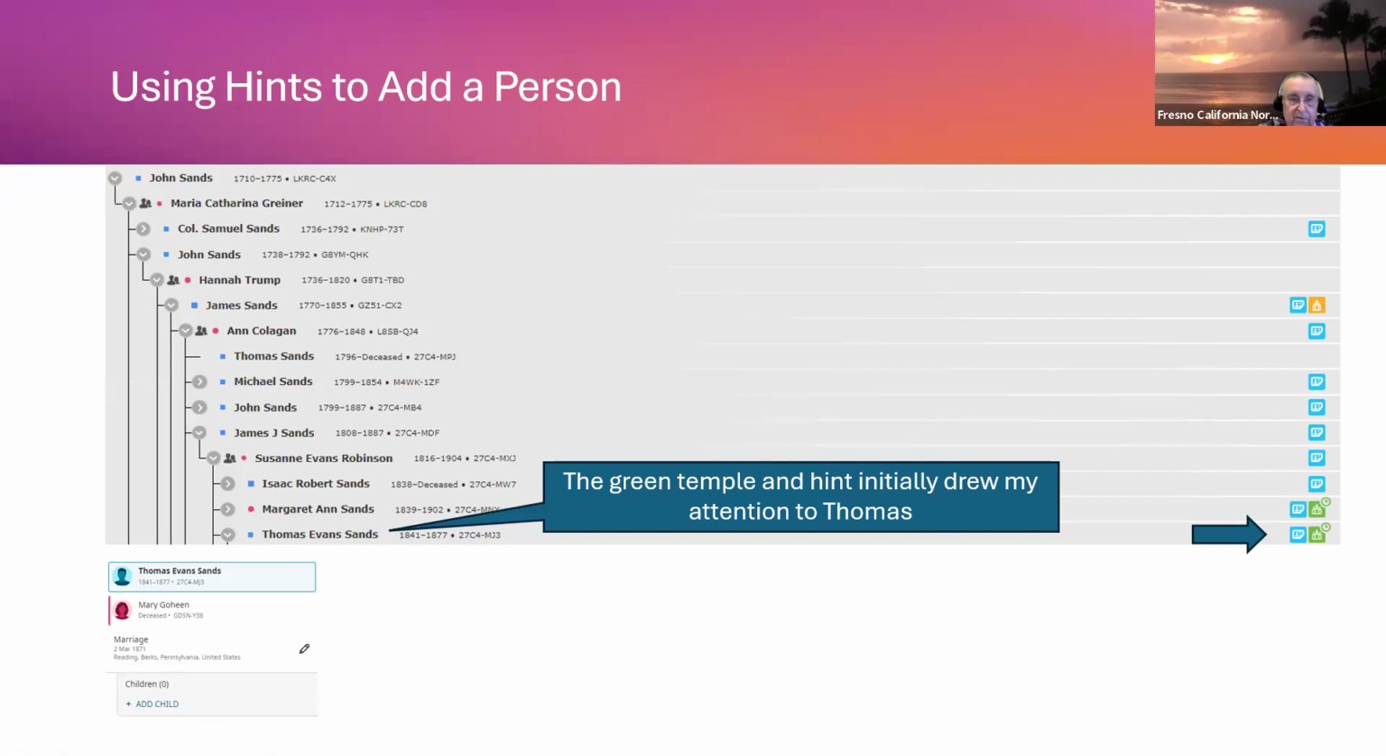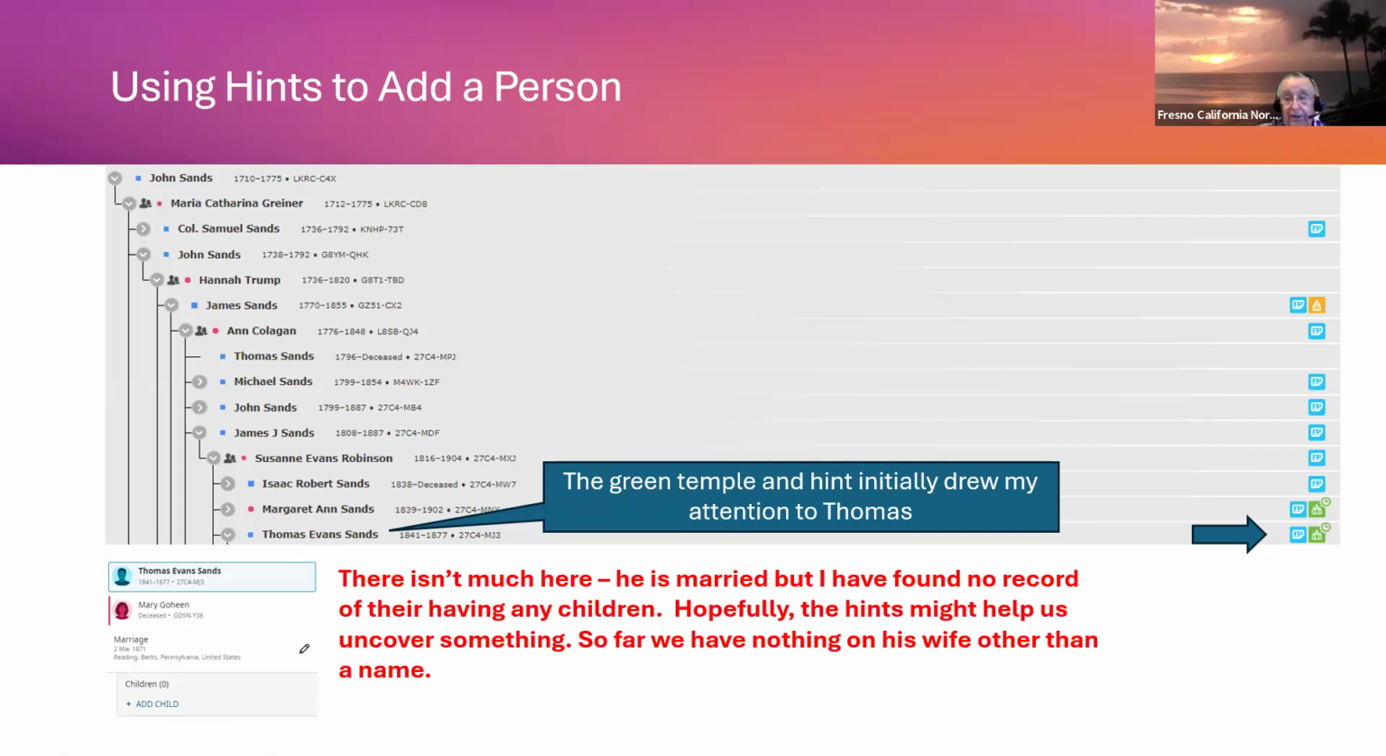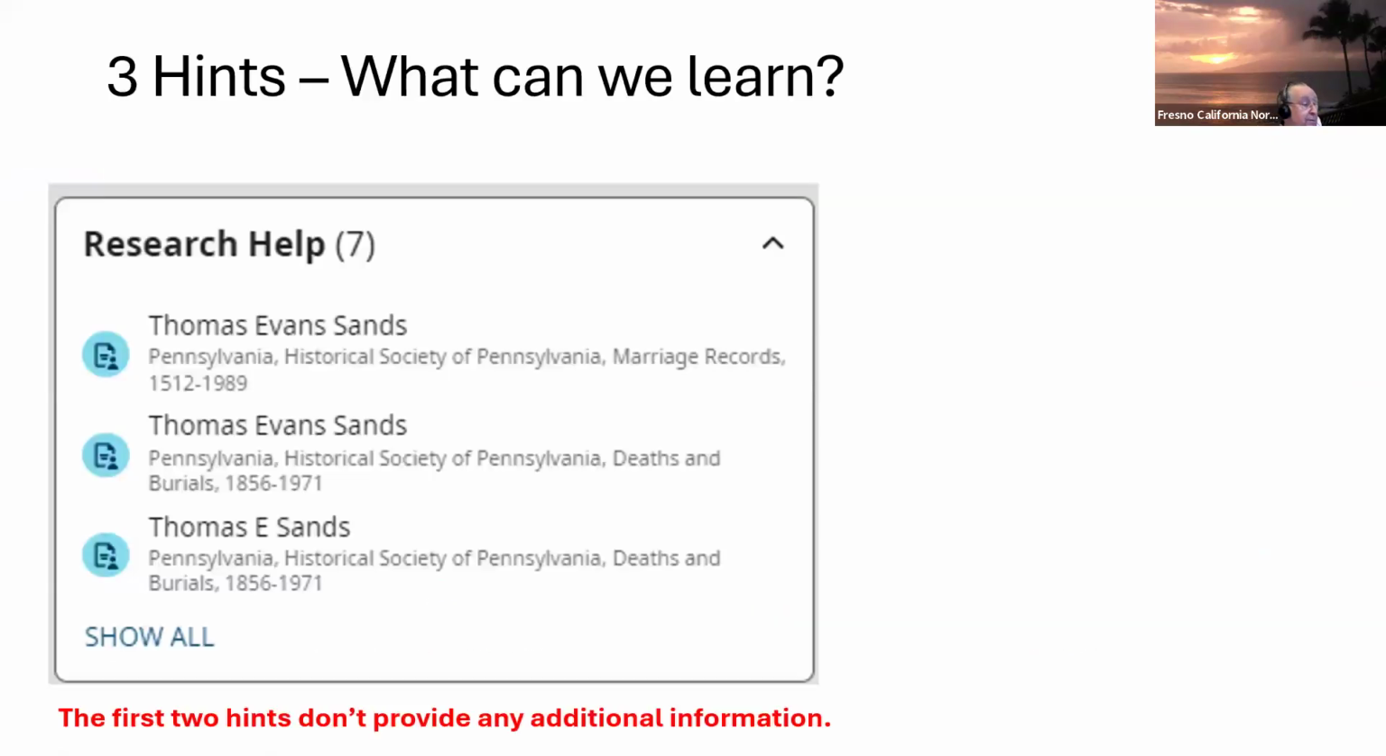So I thought, okay, well, let's explore it. I like to look at couples that don't have kids. Now, he did die in 1877, 6 years after they married, so it's possible they never had any kids. So let's look at hints. So we went to his record, and he has 3 hints, and they all look very similar. The first one's a marriage. And the second one and the third one look identical, except for one says Thomas Evans Sands, the other one says Thomas E. Sands.